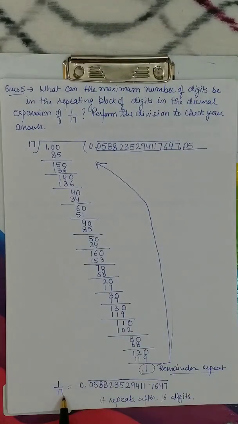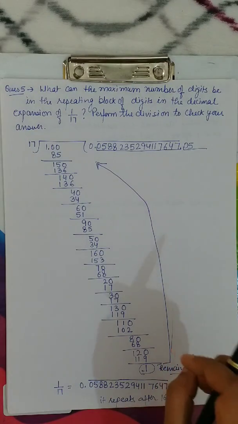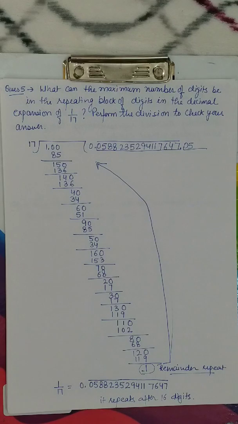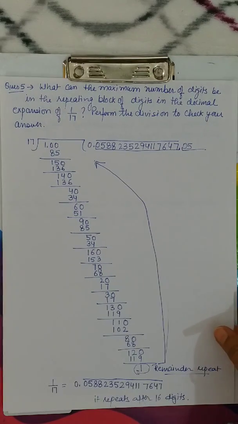So what is the decimal expansion? It becomes 0.0588235294117647. So it means it repeats after 16 digits. So that is equal to the bar of the 16 digits. So the decimal expansion of 1 by 17 is 0.0588235294117647 bar. It repeats after 16 digits.